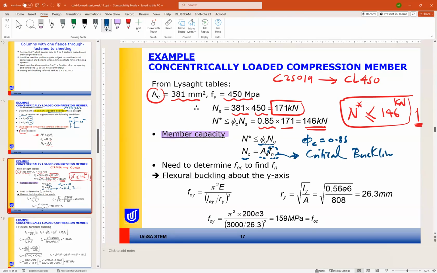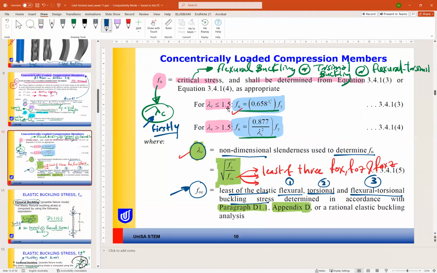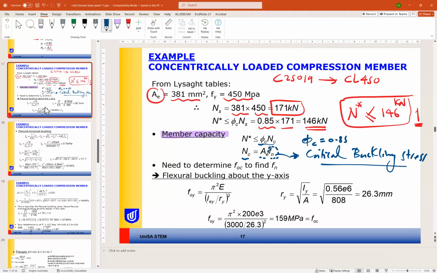How can we find the critical buckling stress? We need lambda c. If we go quickly back, to find Fn you need lambda c, and to find lambda c you need Foc. That's why, to find Fn, we first need to know how much Foc is. For Foc, as you know, we have three cases. The first case is flexural buckling, then torsional buckling, and flexural-torsional buckling.